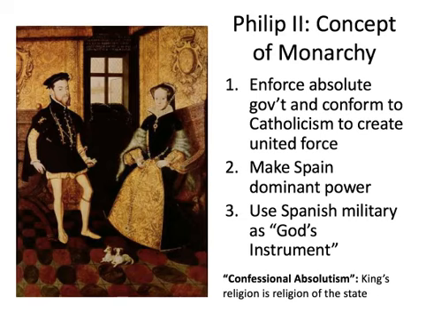This is sometimes viewed as confessional absolutism, where the king is really preoccupied with religious uniformity, with the notion that the king's religion is the religion of the state. This is what marks Philip II as different from an absolute monarch.